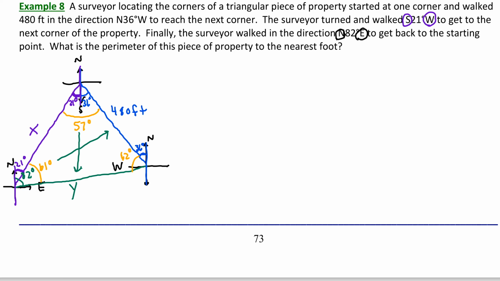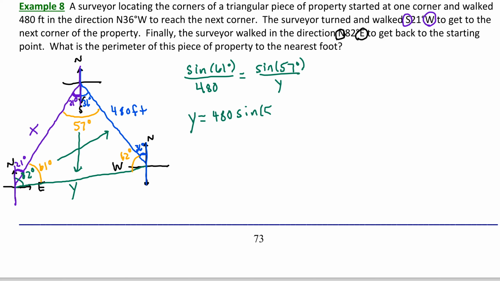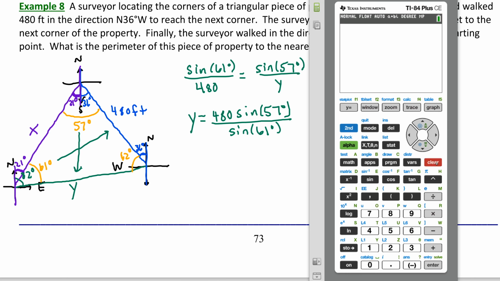side we've labeled Y. We can express this as sine of 61 degrees divided by 480 is equal to sine of 57 degrees divided by Y. We can solve for Y by cross-multiplying and isolating Y to obtain 480 sine of 57 degrees divided by sine of 61 degrees. We can approximate this to at least the nearest tenth.